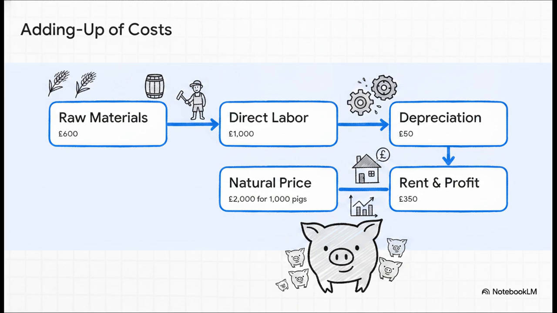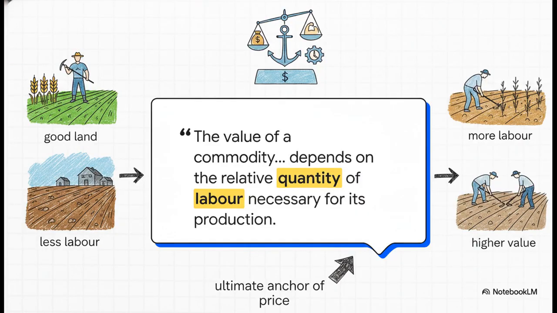Smith argued that sure, market prices might bounce around a bit because of crazy weather or a sudden spike in demand, but they're always going to gravitate back to this foundational natural price that is heavily driven by labor. Then David Ricardo comes along, and he wanted a much more rigorous standard of value than Smith's simple addition. He laid it out plainly, saying, the value of a commodity depends on the relative quantity of labor which is necessary for its production. Ricardo saw labor as the true invariable standard.